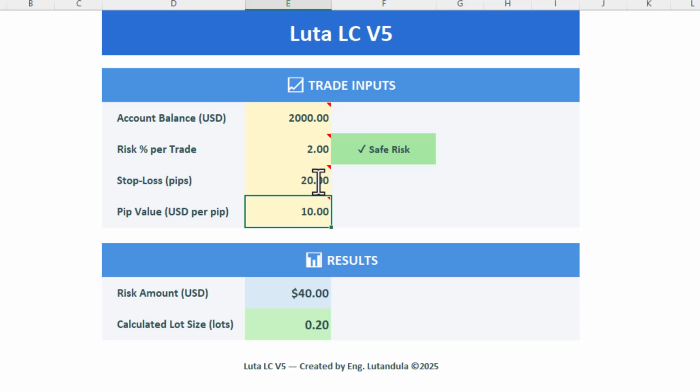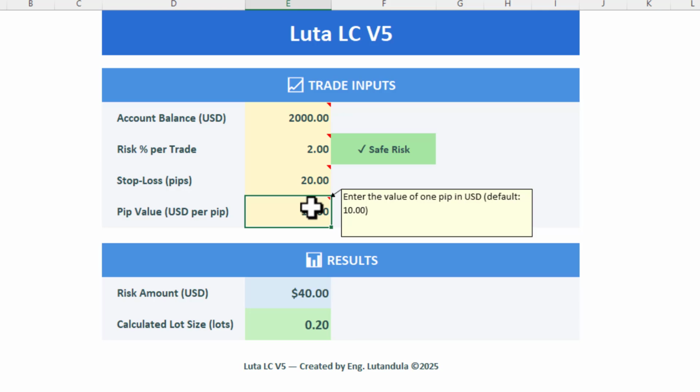It keeps everything aligned. And finally, we have pip value. A lot of traders get confused about pip value, so let's make it simple. For most major pairs, EUR/USD, GBP/USD, AUD/USD, and NZD/USD, the pip value for one standard lot is usually 10 USD per pip. That's why the calculator sets it to 10 by default.